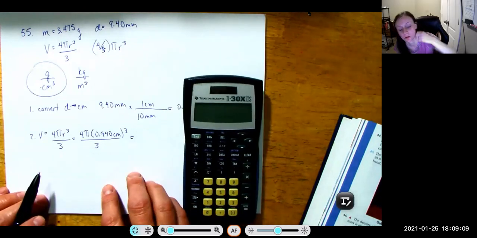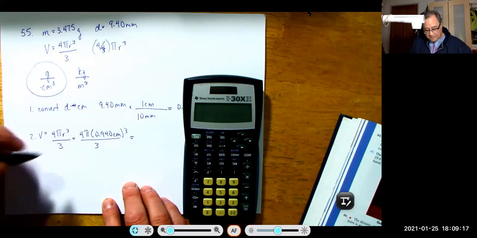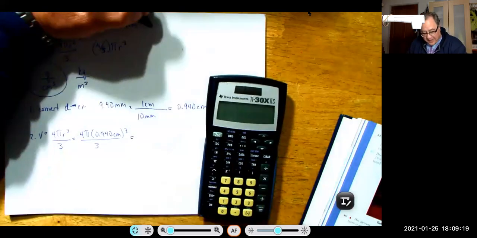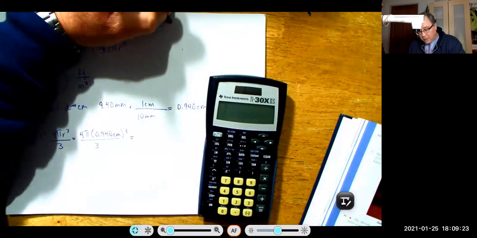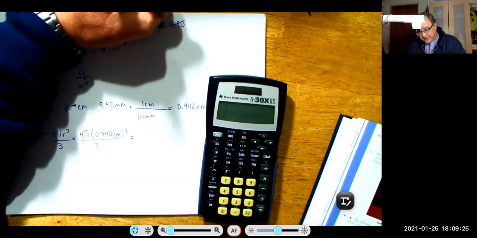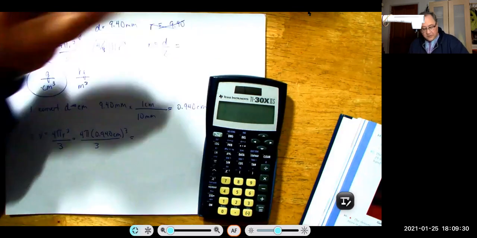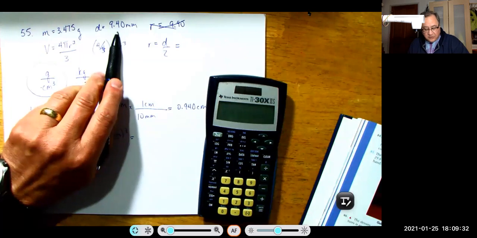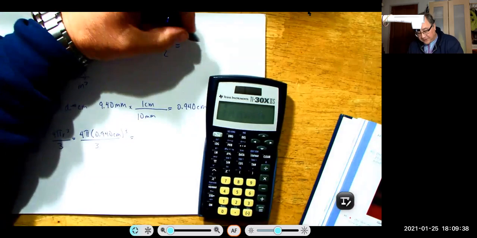I have a question. Yeah. So I thought we were doing, it's 4 times pi r cubed, the radius. Ah, thank you. Okay. So that means that the radius, good catch, is... Well, I'm going to do this. The radius is the diameter divided by 2. So if you divide this by 2, it's going to be close to 5, right? But not quite 5. So 4.7.